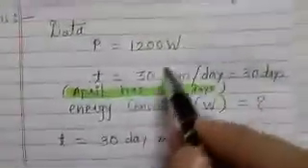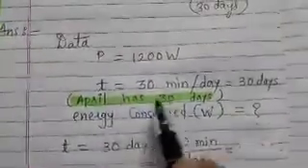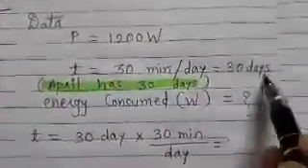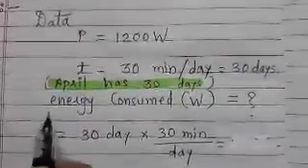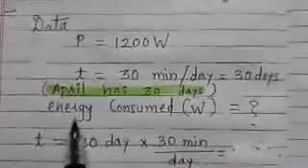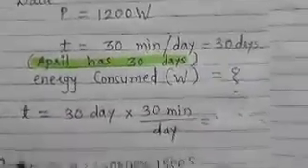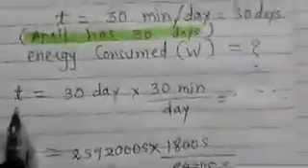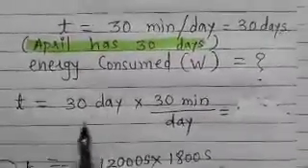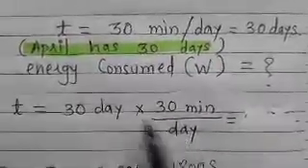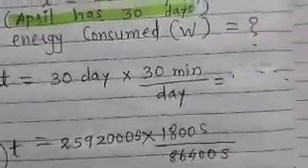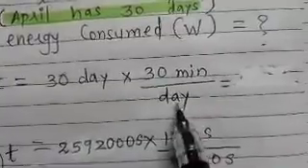P, the power of the electric iron, is given. It is 1200 watt, and time is 30 minutes per day for 30 days. After that we have to find the energy consumed. Here T, first let's find T. T is 30 minutes per day for 30 days. So we can write it like that, 30 into 30 upon per day, 1 day.